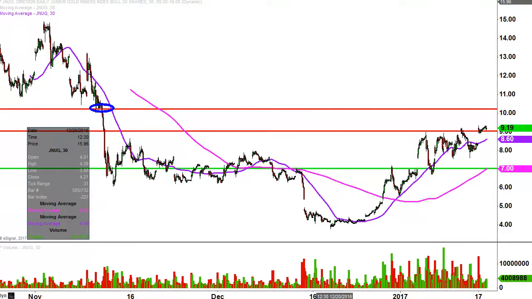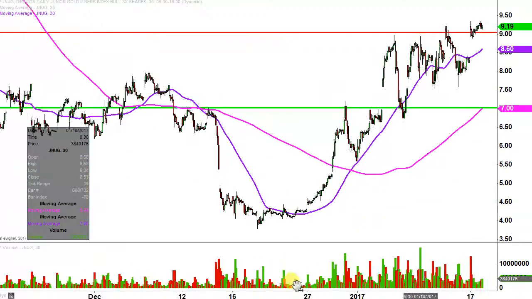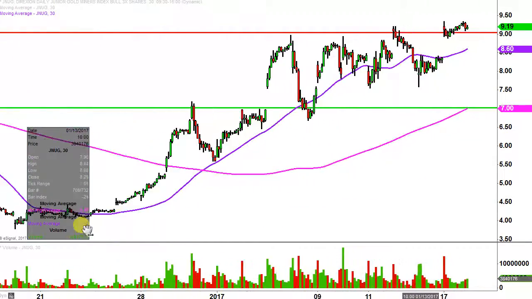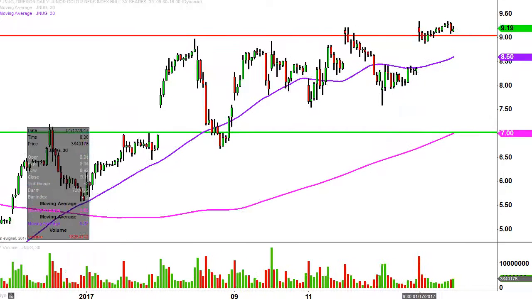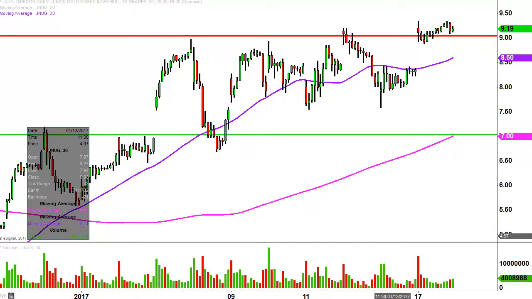But all in all, good solid day. But like I said, call me skeptical. I'm not quite convinced this is a true break of that range. But if the bulls can continue to stay above it, well then, they're doing their job. So we'll see how the rest of this week unfolds.